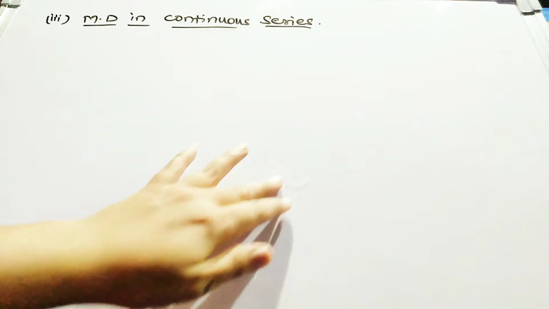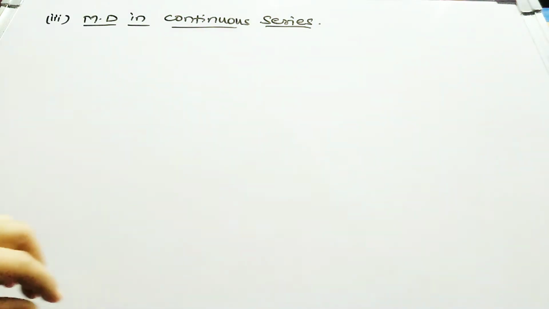Mean deviation is also called average deviation, and we have discussed how to find mean deviation in individual series and discrete series. Today we are going to discuss how to find mean deviation in continuous series. Continuous series means you will get class intervals, and with the help of those class intervals, it is called a continuous series. Let's do a problem and get to know how to find mean deviation in continuous series.